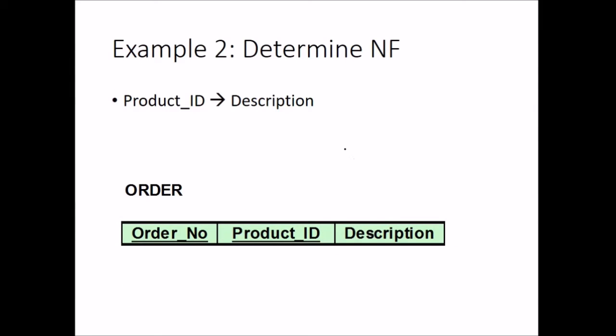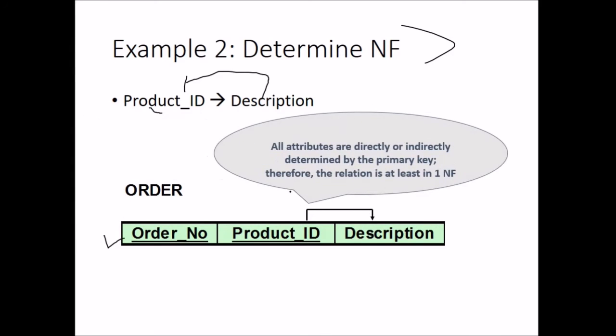Now let us take one more example. Can you determine in which normal form this relationship is? There are two primary keys, order number and product ID. This is the functional dependency: description is functionally dependent on product ID, meaning product ID can uniquely identify the description. So all attributes are directly or indirectly determined by the primary key. So the relationship is at least in 1NF.